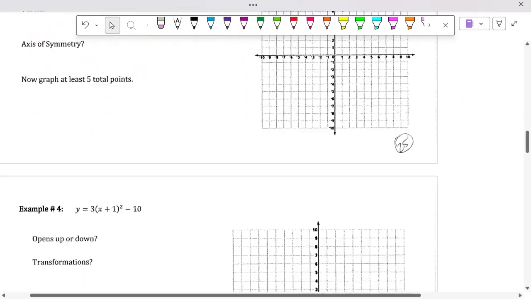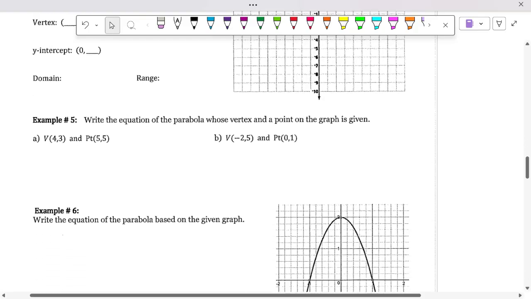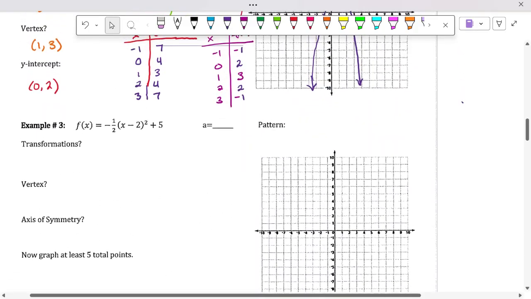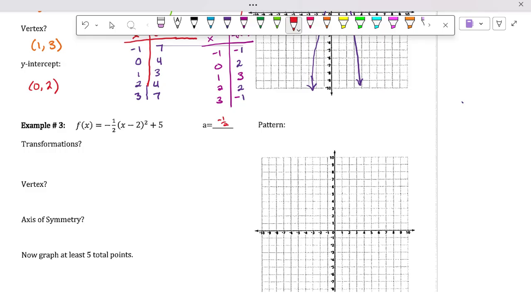Okay. So let's do example 3 together because I pulled a stupid apparently. All right. So a value is what? -1/2. So in other words, if we started with our parent function x squared, what happens to those x values? Or what technically will happen to it? It'll be multiplied by what? Right. So in other words, our original y's will become these.